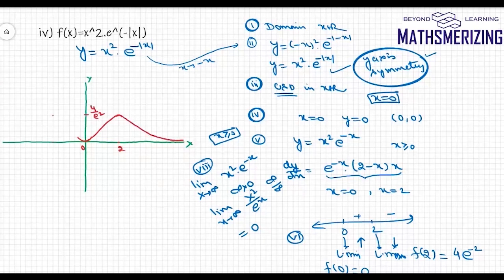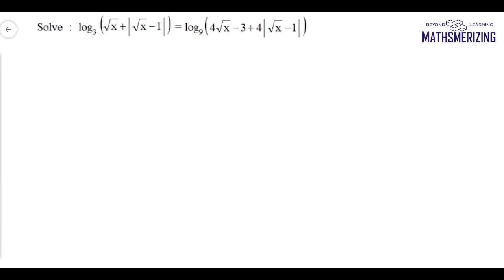And now because it is symmetric about the y-axis, I'll take the reflection of the right on the left. So that is the graph of y equals x squared times e to the power minus mod x. Now the question is log to the base 3 of (under root x plus mod of under root x minus 1) is equal to log of (4 under root x minus 3 plus 4 mod of under root x minus 1), and here the base is 9.